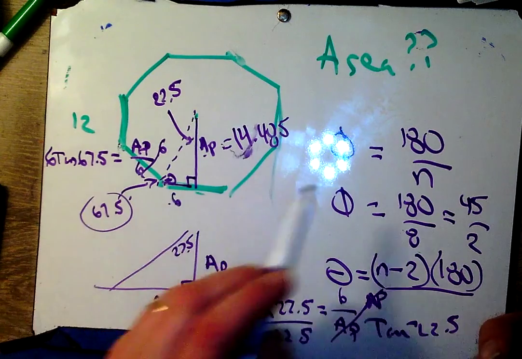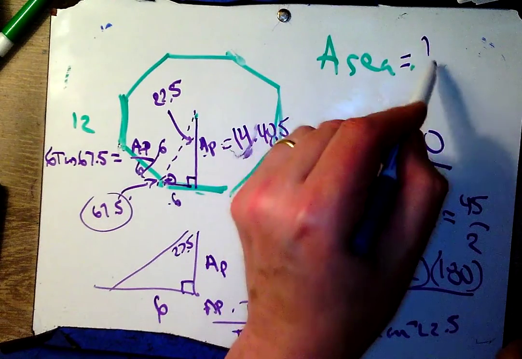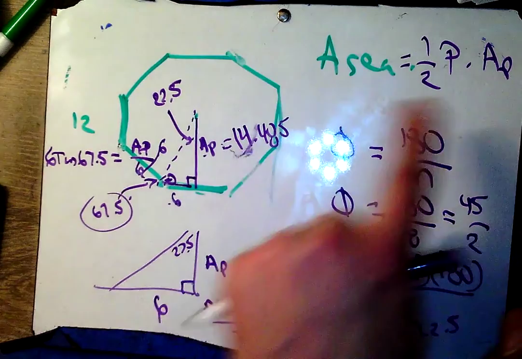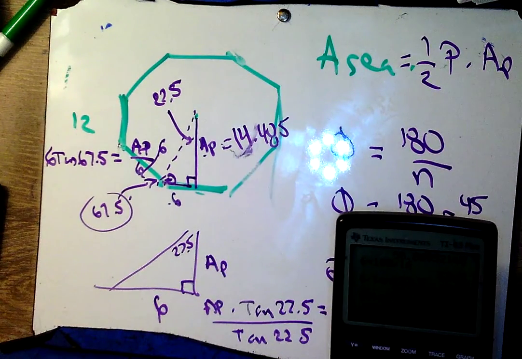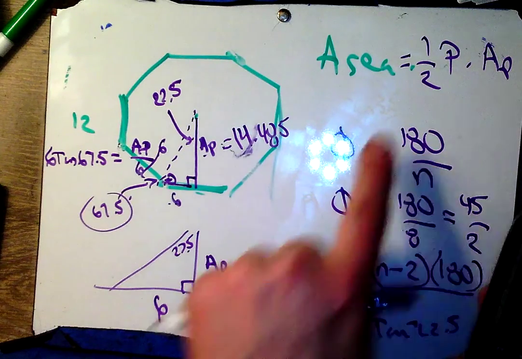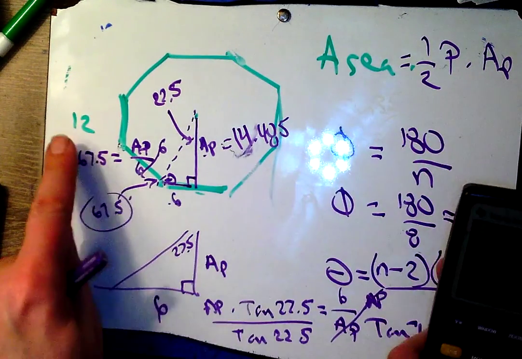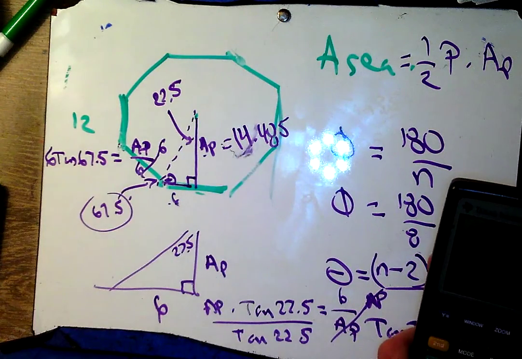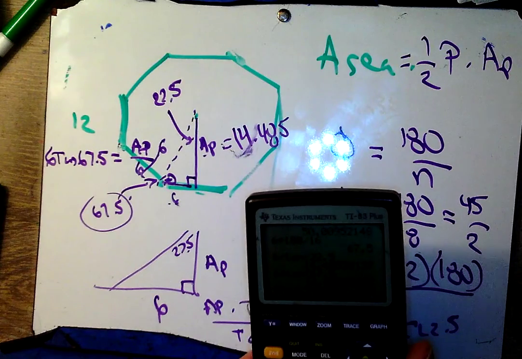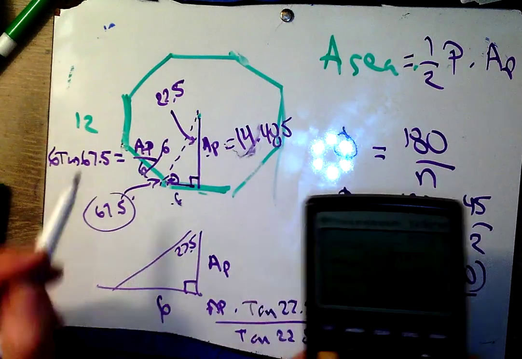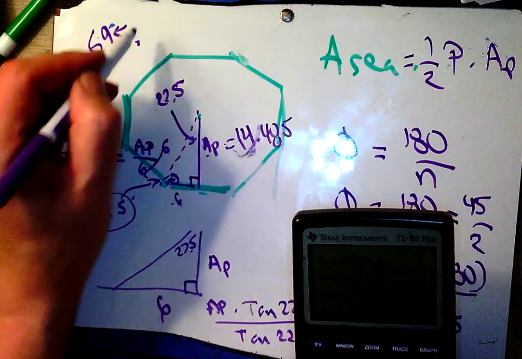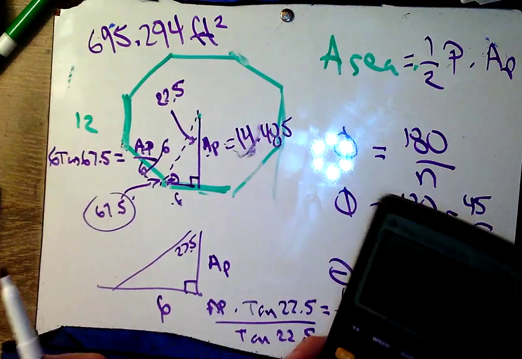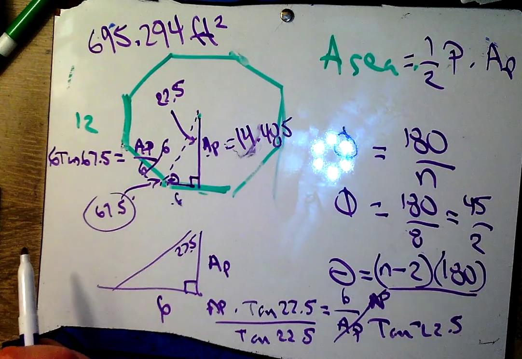Now, remember the formula for area of a regular polygon is 1/2 perimeter times apothem. So we've got the apothem right here. I want to multiply that times 1/2, and then I want to multiply by the perimeter. Now the perimeter is 12 times 8. So my area is 695.294 square feet. Okay, enjoy the octagon of doom.